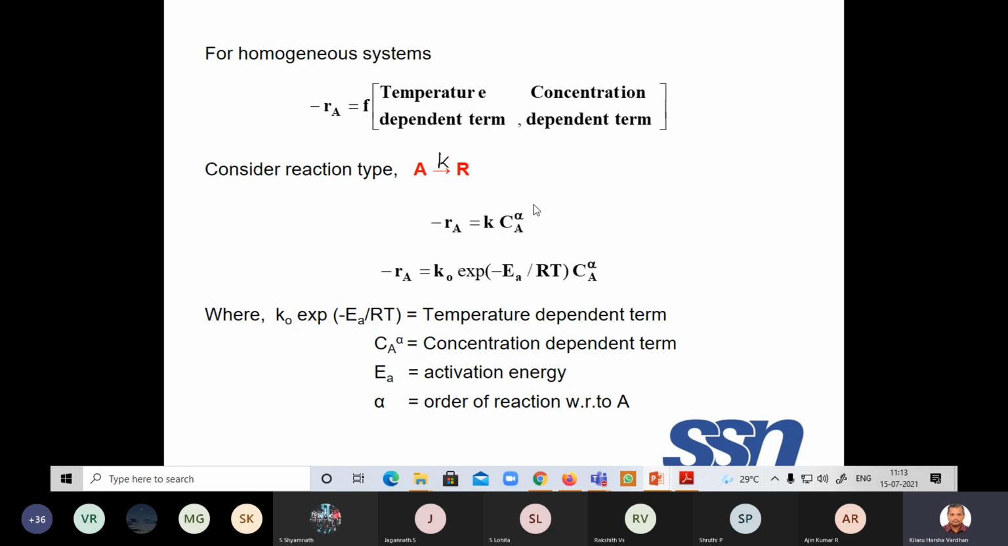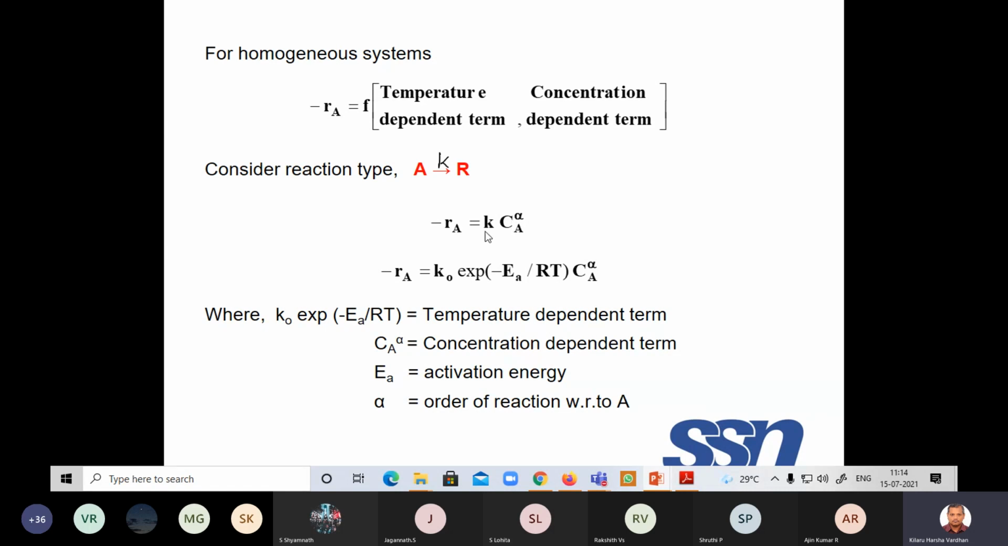This is how you have to write the rate. Rate in the sense minus RA is the temperature dependent term into the concentration dependent term. This power you'll use that tells you it is the order of a reaction. The order depends on the stoichiometric coefficient. If there is a 2, then you will put 2. That's why we put alpha.